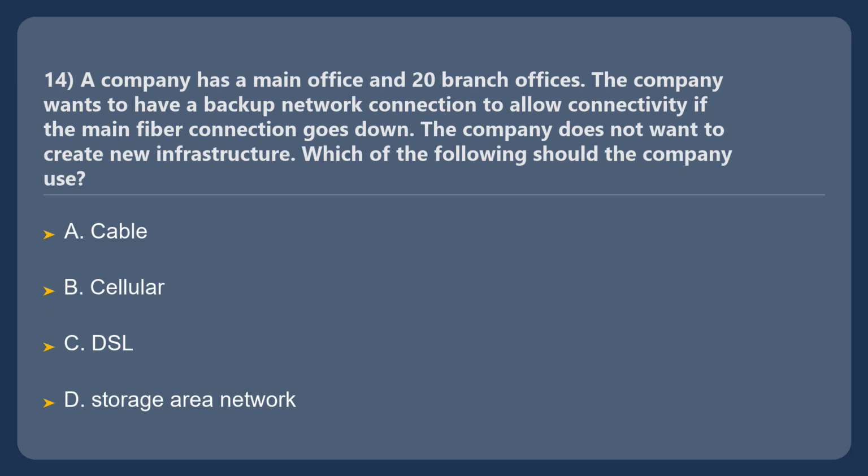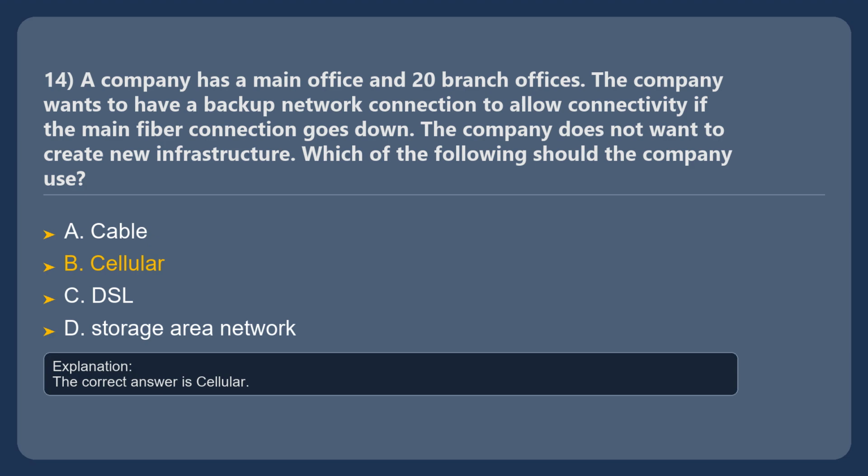Question 14. A company has a main office and 20 branch offices. The company wants to have a backup network connection to allow connectivity if the main fiber connection goes down. The company does not want to create new infrastructure. Which of the following should the company use? Option A. Cable. Option B. Cellular. Option C. DSL. Option D. Storage area network. The correct answer is option B, cellular.